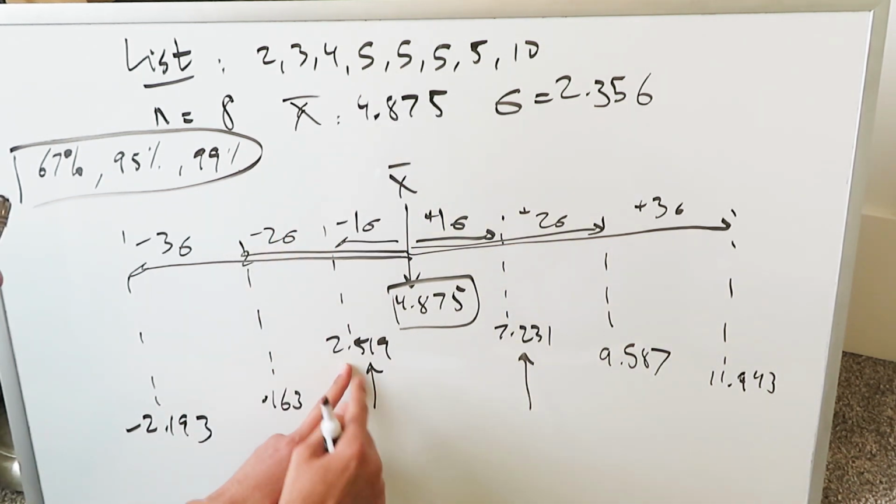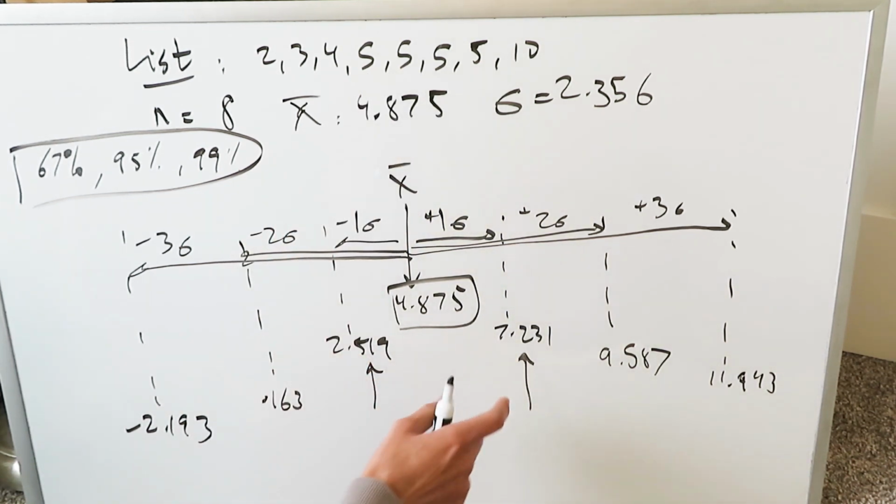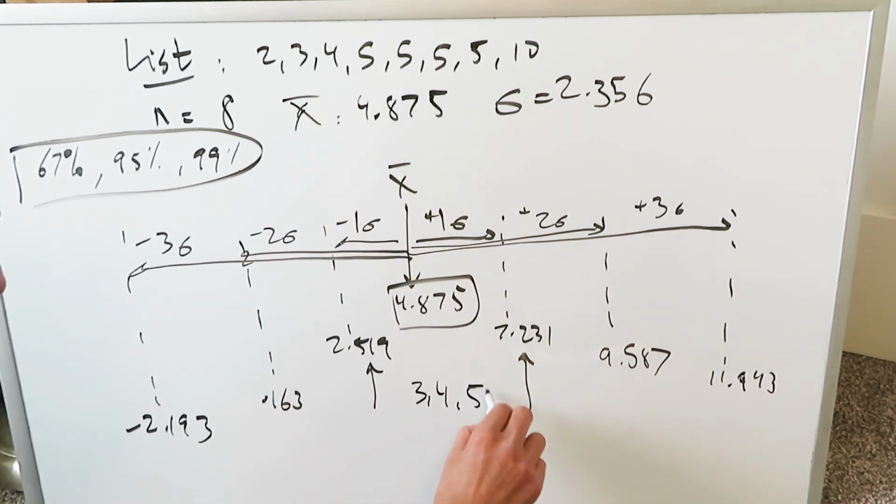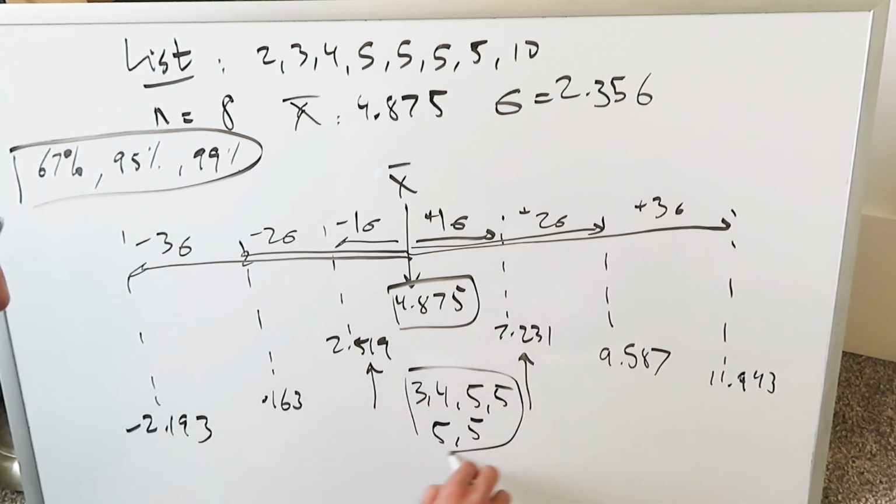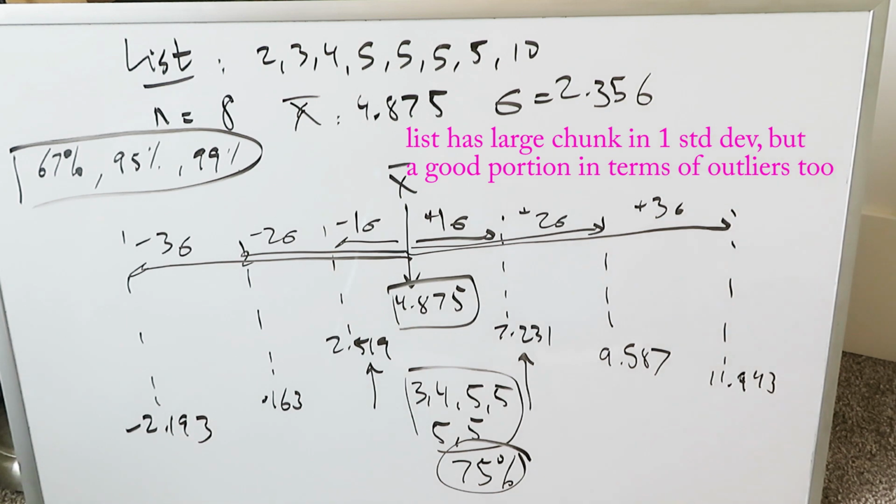When I'm looking at these boundary values, 2.519 and 7.231, I see a significant chunk of those values falling within 1 standard deviation, and those are all of these values right here. I have how many values? I have 6 values. These are 6 values out of 8, and that would represent 75% of my values falling within 1 standard deviation, and the general rule is 67%. So here this list does not have too much of a spread in terms of standard deviation.